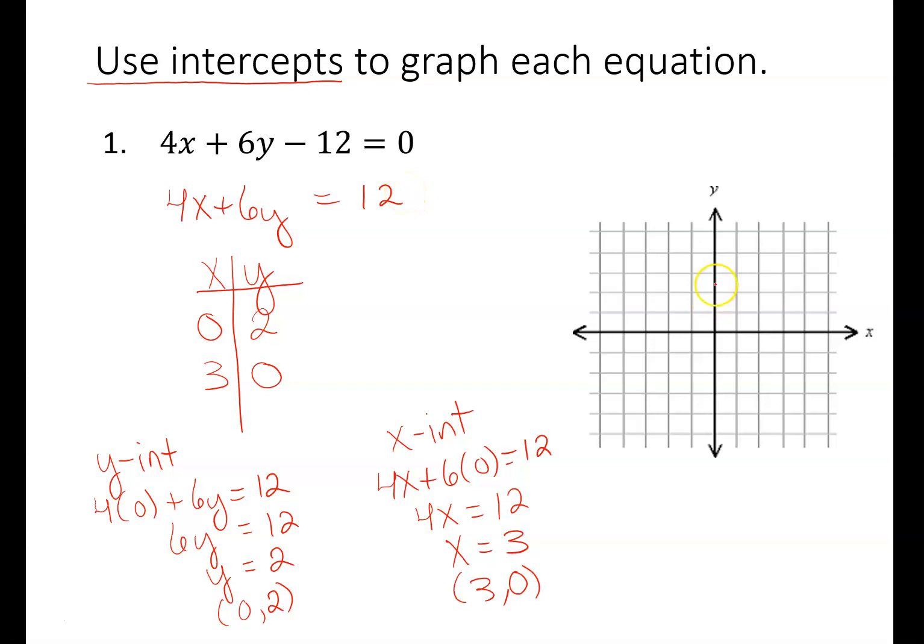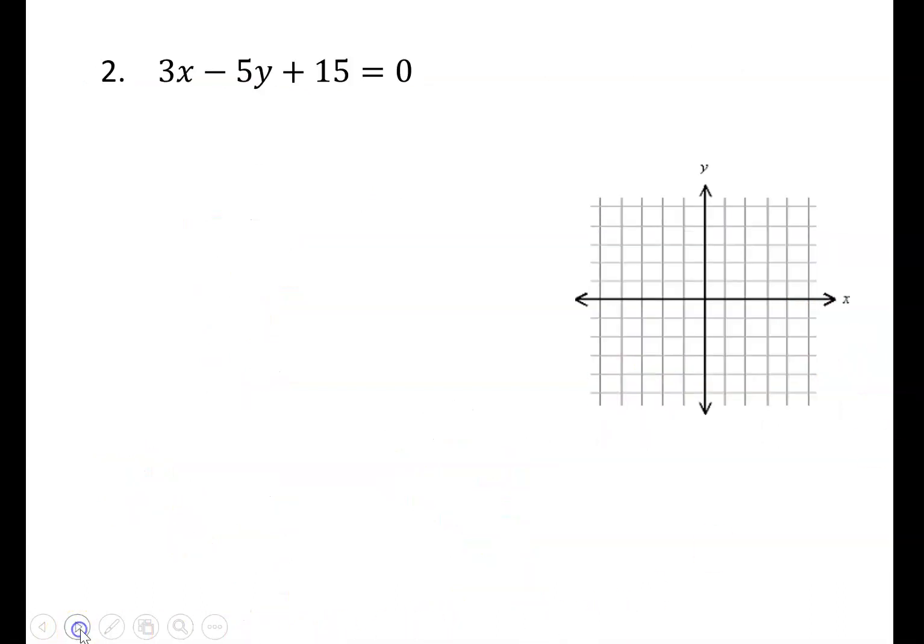Okay, so let's plot (0, 2) and (3, 0). Now this method, you are only going to have 2 points, and that's okay. We're going to still draw the line, use your straight edge, and still put arrows on the ends. Now, since we didn't find the slope, we are not able to check the rise and fall with this method. Let's try another one.